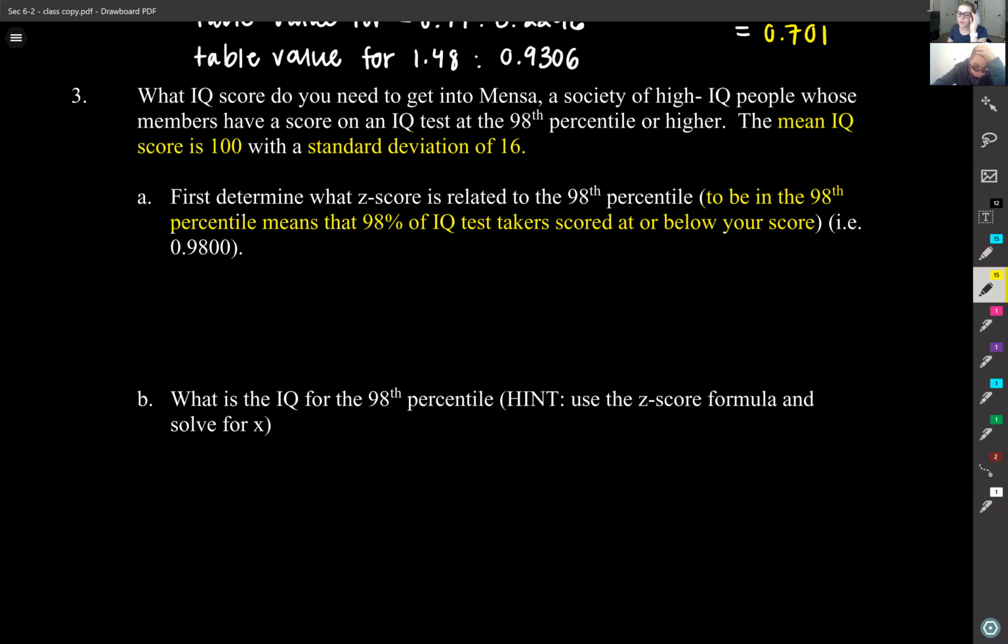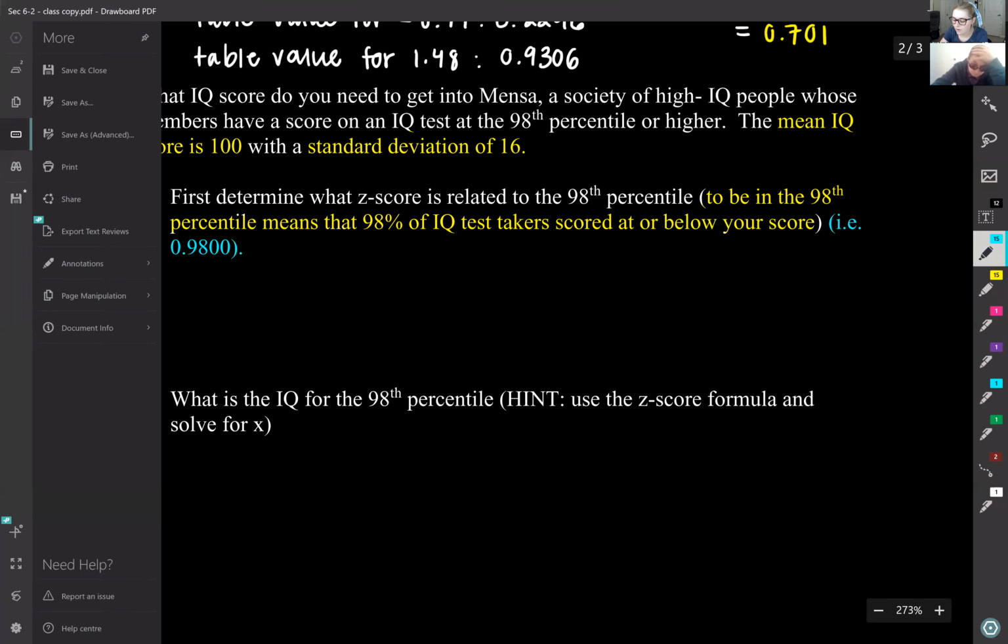When we look to the z-score chart that we use, it gives us the area between that score all the way to the left, which can also be thought of as probability. So we kind of need to work backwards this time. We need to see what z-score is related to a probability of 0.98. Right here it says 0.9800, so we're looking for the 98th percentile. We're going to work backwards, look at that chart and see where 0.9800 is, and what z-score is associated with that.